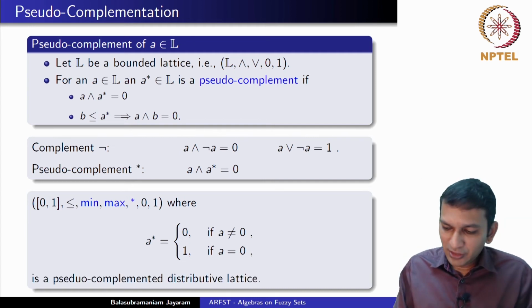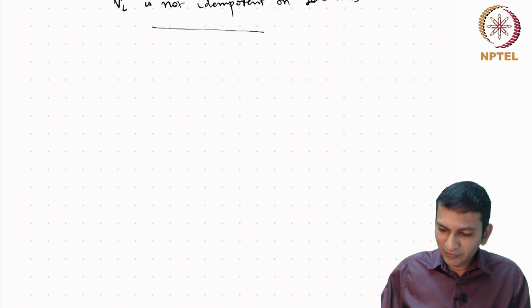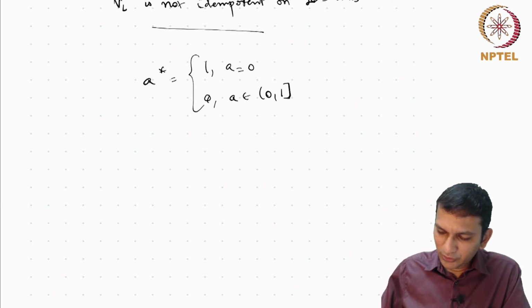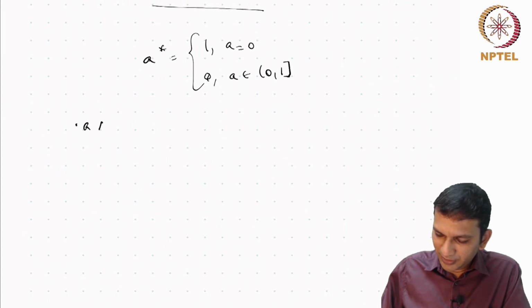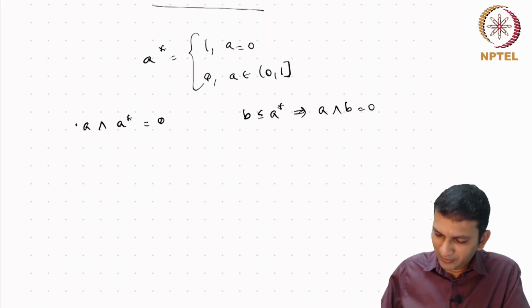Fortunately, yes, it is a pseudo complement on this lattice. How do we know this? Let's look at this. What we have given is A star is 1 if A is equal to 0, and 0 if A is not equal to 0, that means A belongs to (0, 1]. Now what we need to show is this: A meet A star is actually equal to 0. Also, if there is a B less than or equal to A star, then that should imply that A meet B is 0.